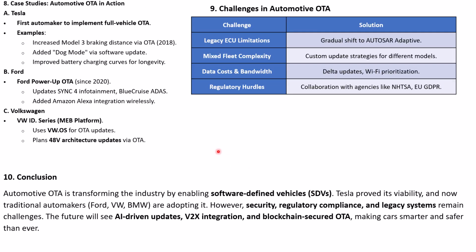Now, what are the various case studies? The most famous case study, of course, is Tesla, the first automaker to implement full vehicle OTA. This credit by far must go to Elon Musk. He is the one who introduced this OTA in the automobile industry, and many automotive companies followed suit. The most famous example is that it increased Model 3 braking distance via OTA way back in 2018. It also added dog mode via software update.